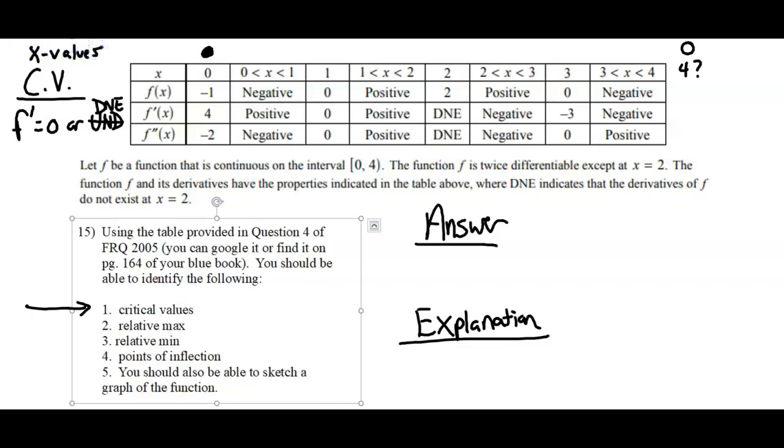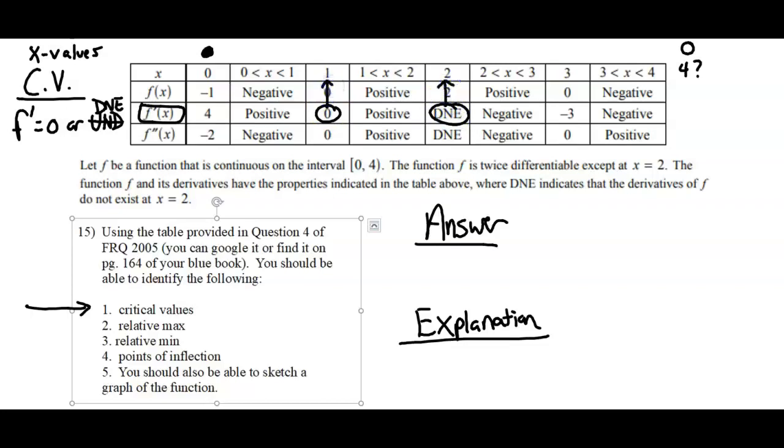It's the x values where the derivative does not exist or is equal to 0. So let's look at our derivative row here. I see a 0 here. I see it does not exist here. And the x values that go with those are 1 and 2.